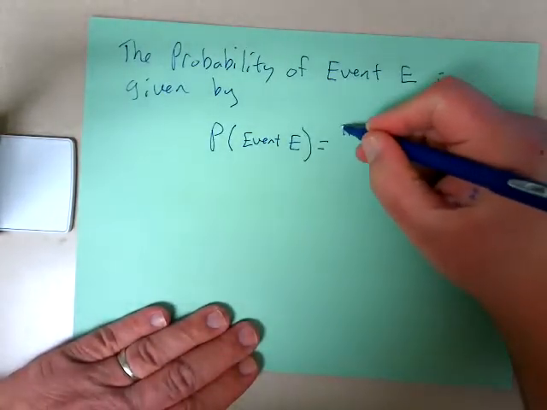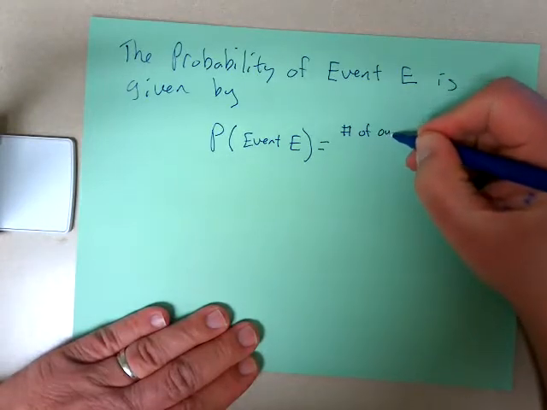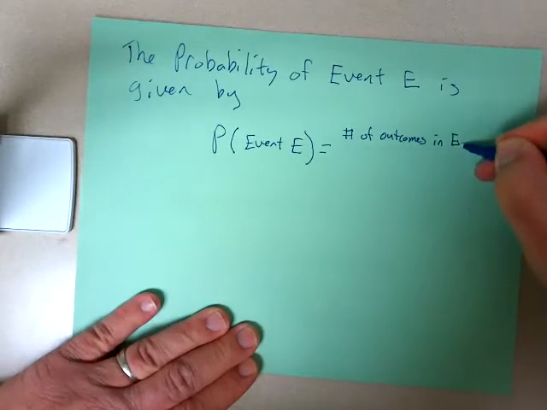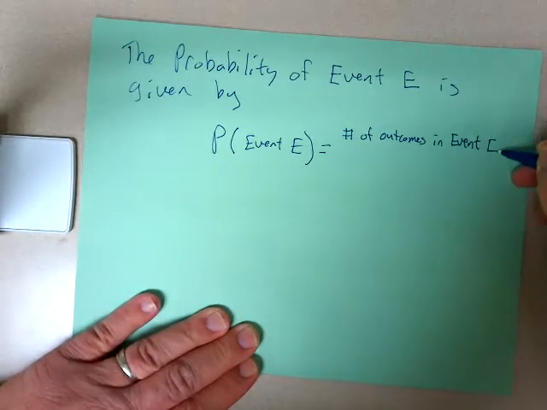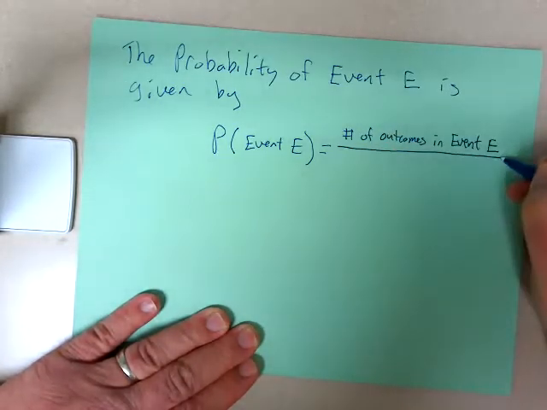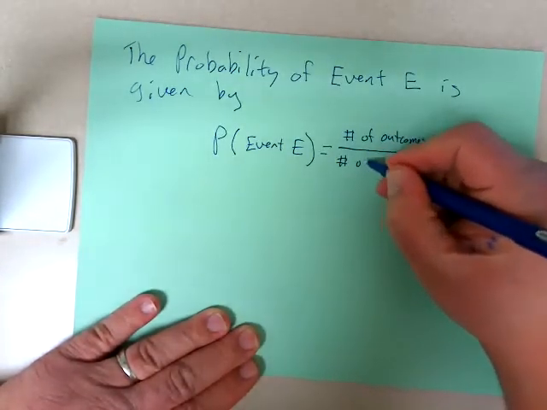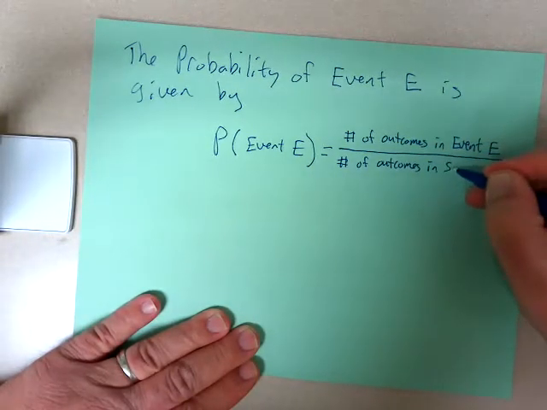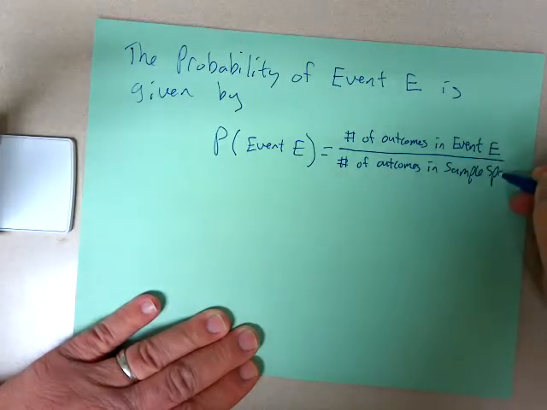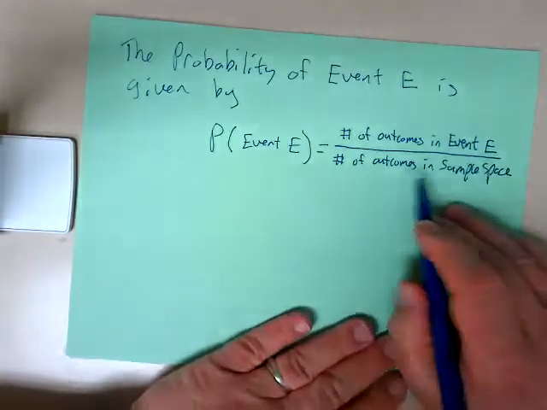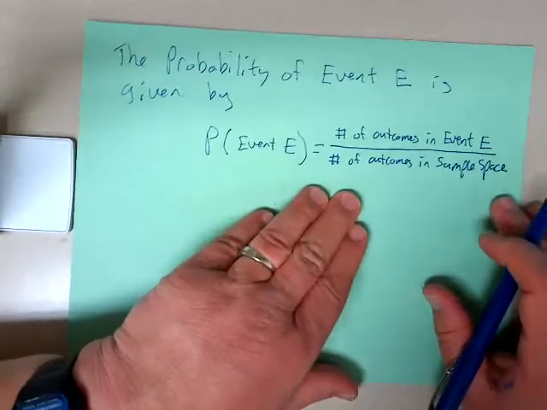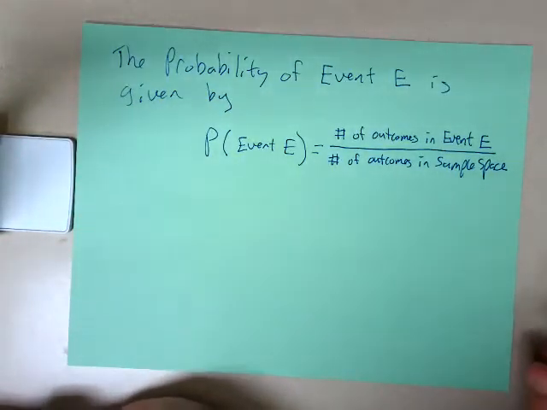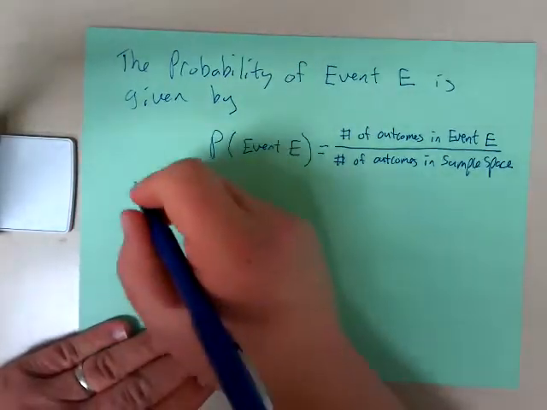It's going to be the number of outcomes in event E divided by the number of outcomes in the sample space. Okay, so the bottom number is the total number of outcomes that are possible. The top number is the number of outcomes in that particular event that you're interested in finding the probability of.